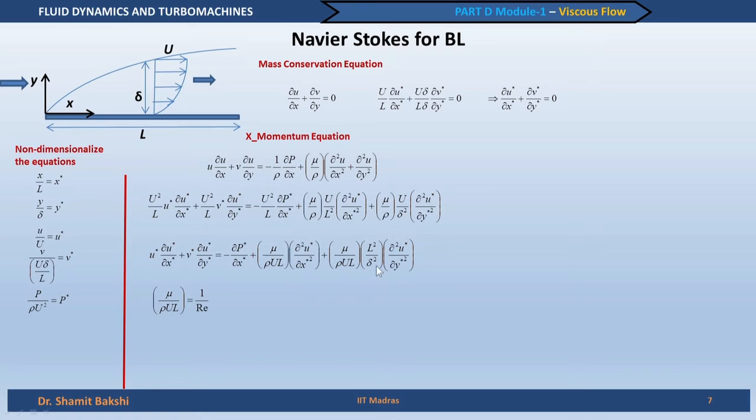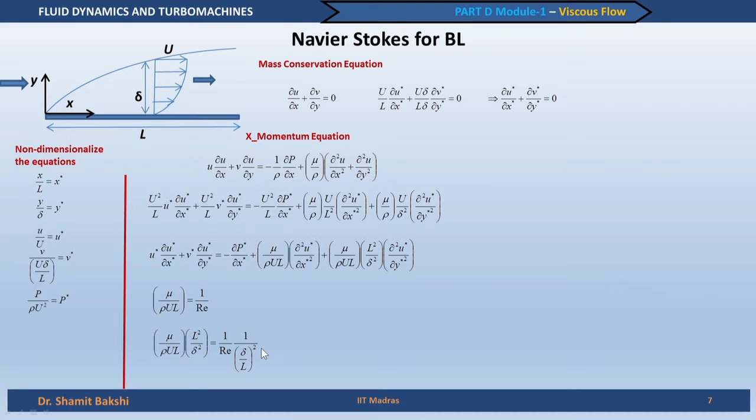So, let us see if we can write something in terms of Reynolds number for this quantity. We have taken this entire term here and put it here, that is mu by rho UL multiplied by L square by delta square. We put the entire thing here. This part is 1 by RE, like here, and this part is 1 by (delta by L) square.